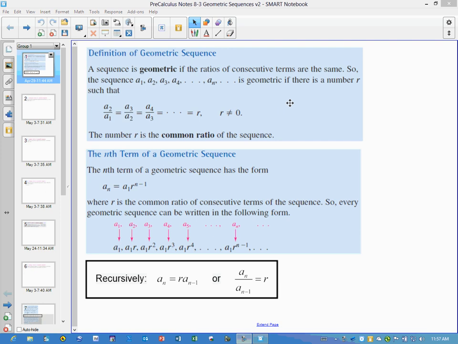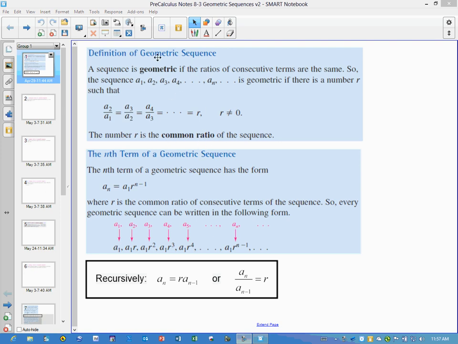A geometric sequence is formed by, once we know one of our terms, like a sub 1, multiplying by a number to get our second term, a sub 2, and then multiplying by the same number to get a sub 3, by that same number to get a sub 4, etc. We call this number the common ratio.